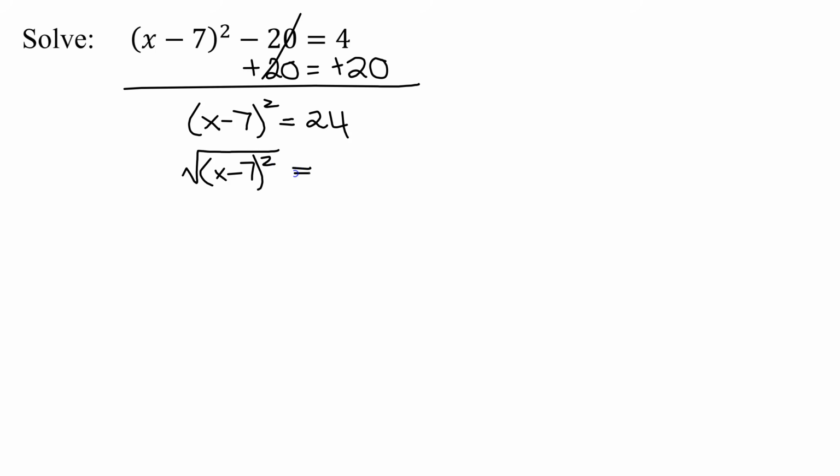So the square root of x minus 7 squared equals, don't forget your plus or minus, the square root of 24. Well, what do I get when I take the square root of the quantity x minus 7 all squared? These undo each other, so I just get left with x minus 7 equals plus or minus, now simplify the square root of 24. 24 is not a perfect square, so I'm going to have to factor it.